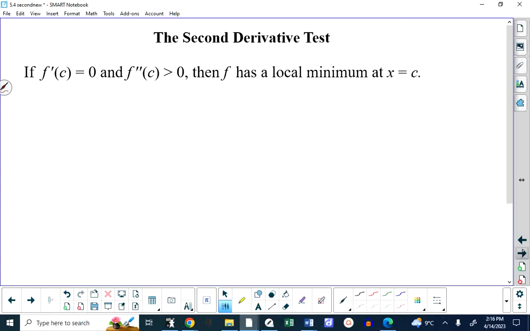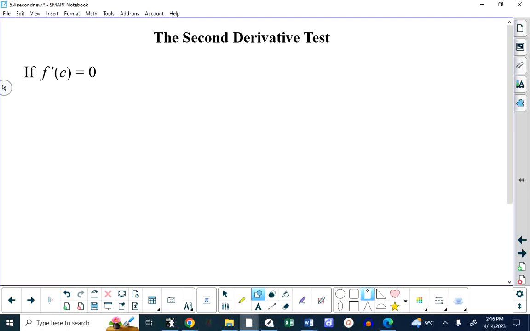So what is the second derivative test? Look at what this says very specifically. If f prime of c, c is a critical value of x. If f prime of c is 0, let's just stop there. If f prime of c is 0, and it's a polynomial function, there must be a max or a min there.